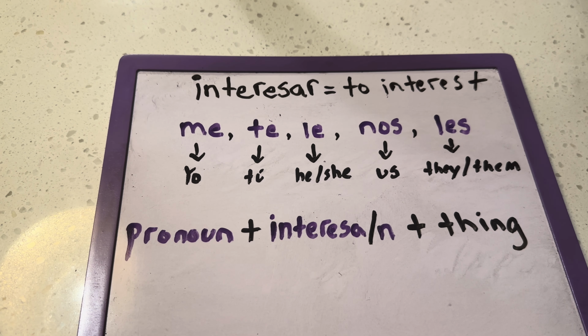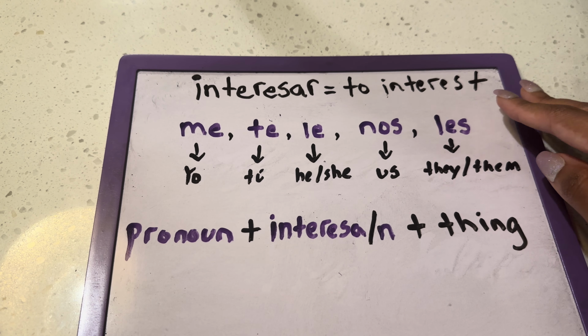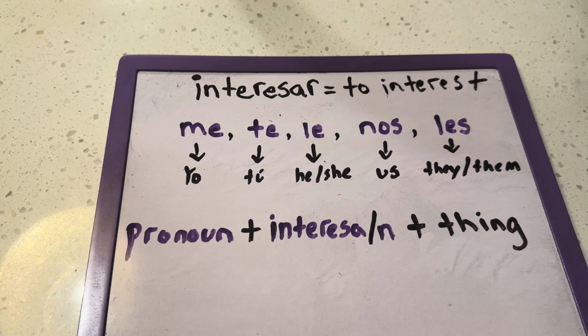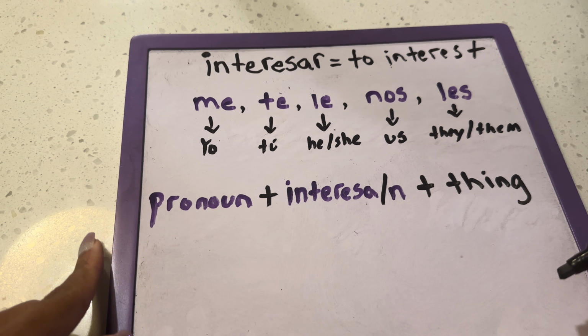So let's get into an example about that. So we went over what our verb is for the day, what are our pronouns that are going to help us, what is our formulaic sentence structure, and let's go ahead and get right into it. Now, before we get into an example, I am going to go ahead and cover this right up at the front about the interesa versus interesan. So let's go ahead and look at that.